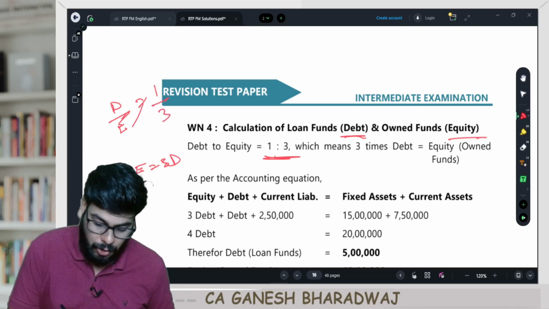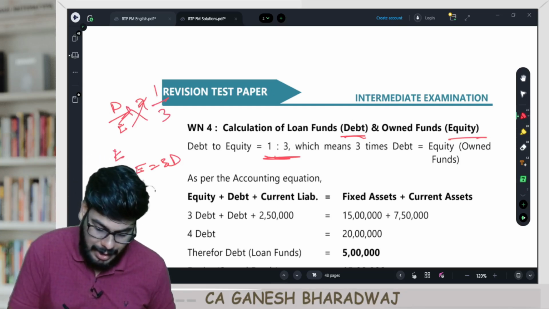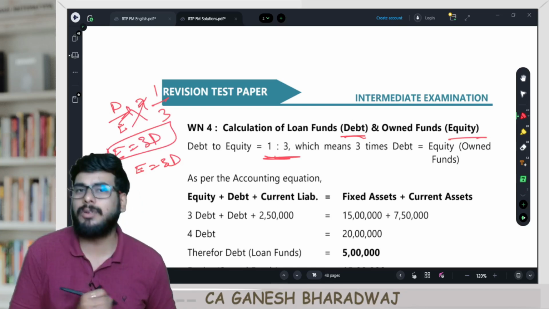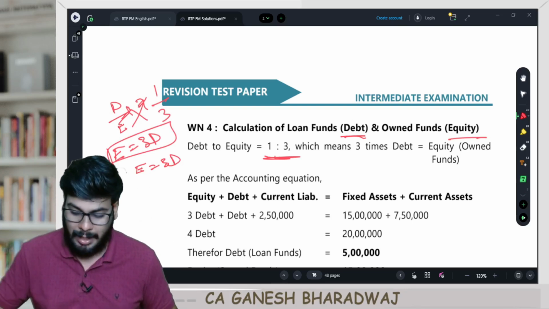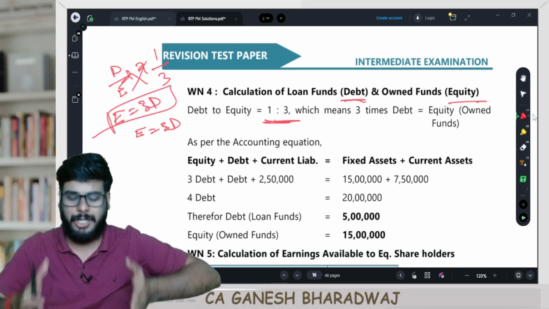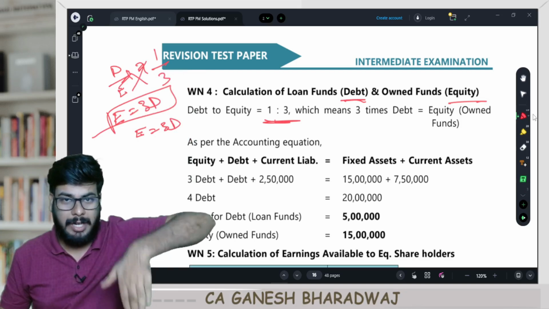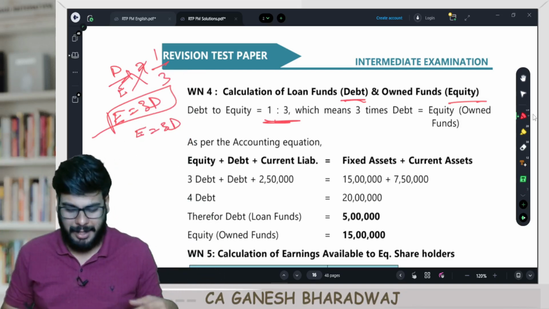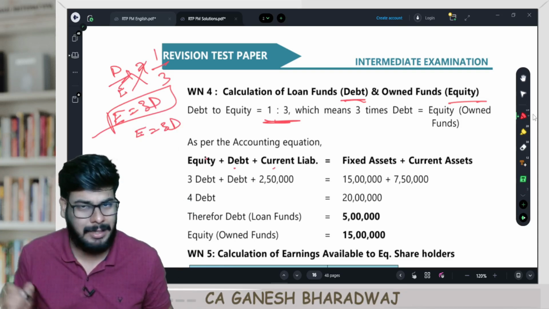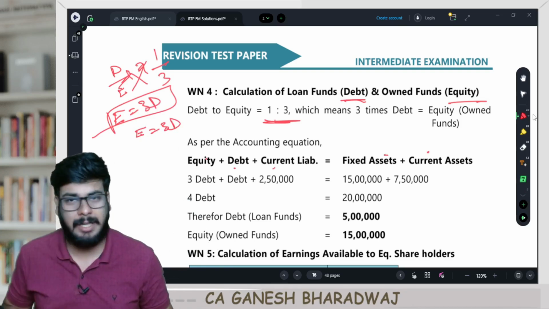Or in other words, if you cross multiply this, can we say equity is equal to 3 times debt? Are you clear with this? Very simple, right? Now, in this case, if you use the normal balance sheet equation, total equity plus liability should be equal to your total assets. Equity plus liability is what? Equity plus debt plus current liabilities should be equal to your fixed asset plus current assets.